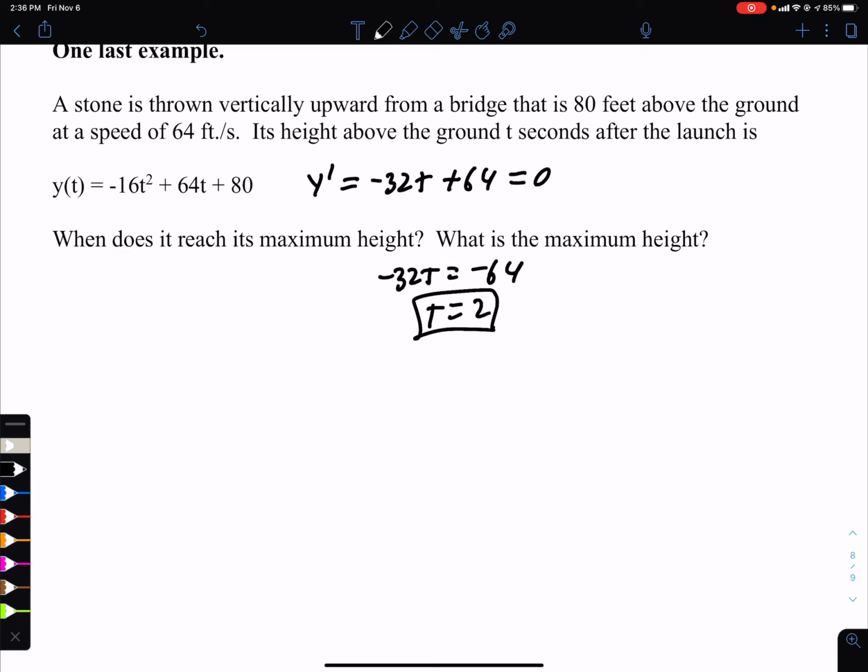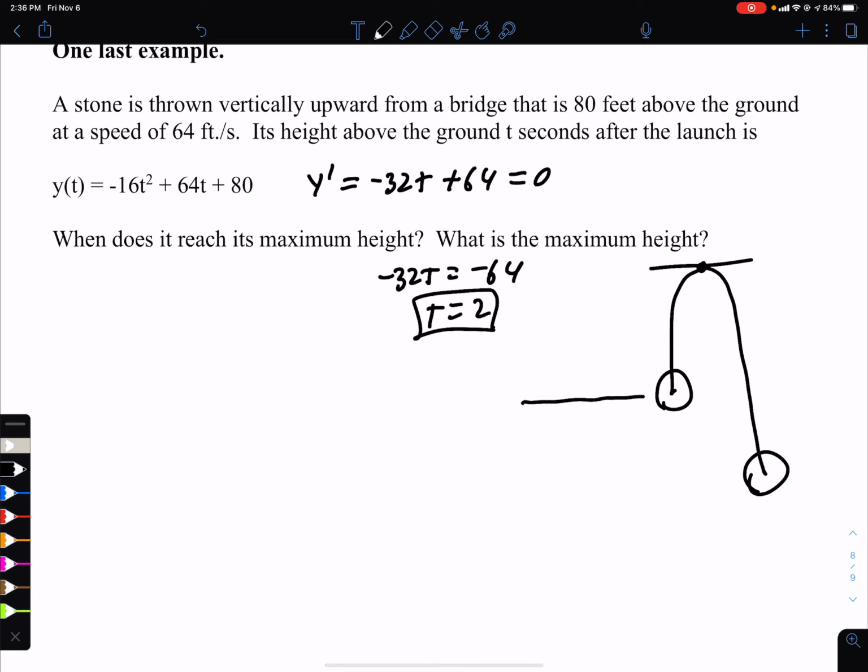So think about this. When you throw a stone, it's going to go up and it's going to go down. So the maximum is going to occur at the critical point. So I don't even have to check the endpoints because I know the maximum is not going to occur at the endpoints. I'm on a bridge, right? I throw it up and it falls to the water or the ground down below. So in this case, using logic, I could assume that the critical point I found has to be the maximum. So it occurs at t equals 2.